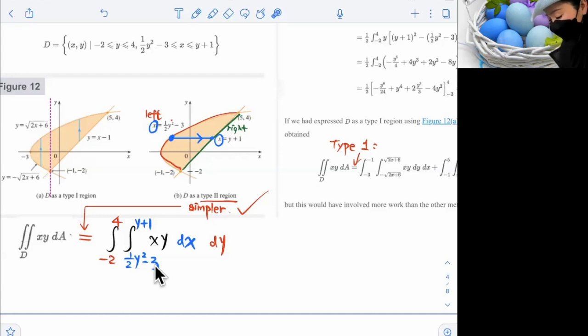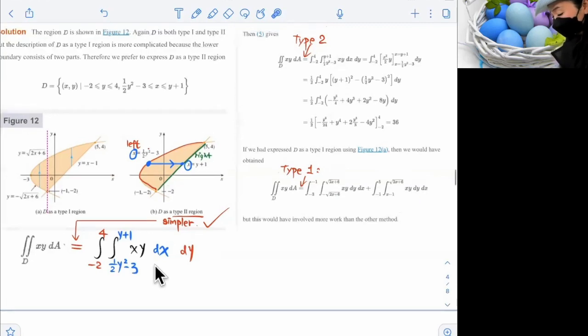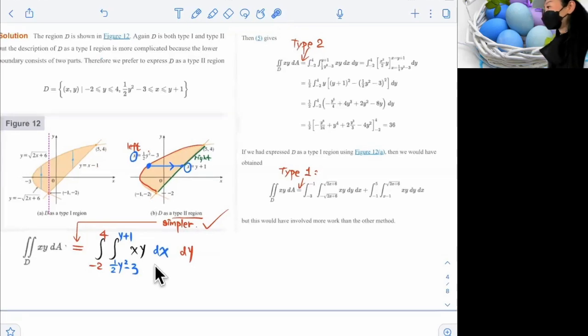And then for this part over here, you have this y go from this one below, which is x minus 1. And then the above is square root of 2x plus 6. And then x go from -1 to 5. So you have to break it into 2, and this one here is simpler. So if you have a choice, you can think about which one makes it simpler. Any question here so far?